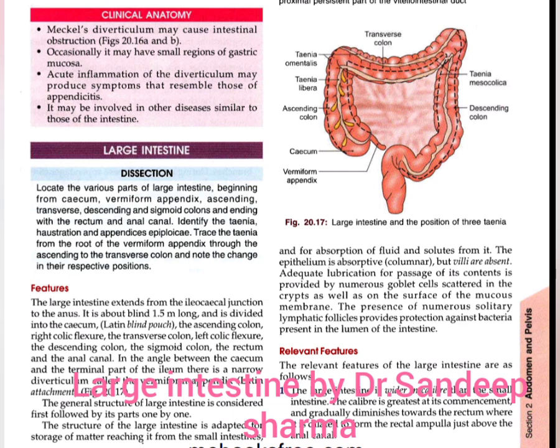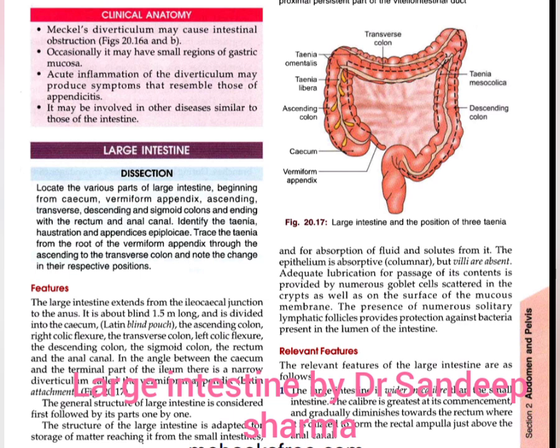Adequate liquid lubrication for passage of its contents is provided by numerous goblet cells. Goblet cells secrete mucus, and it will give a smooth pathway for the passage of the food particles coming from the small intestine. The presence of numerous solitary lymphatic follicles, which provide protection against bacteria, are also present in the lumen of the intestine.